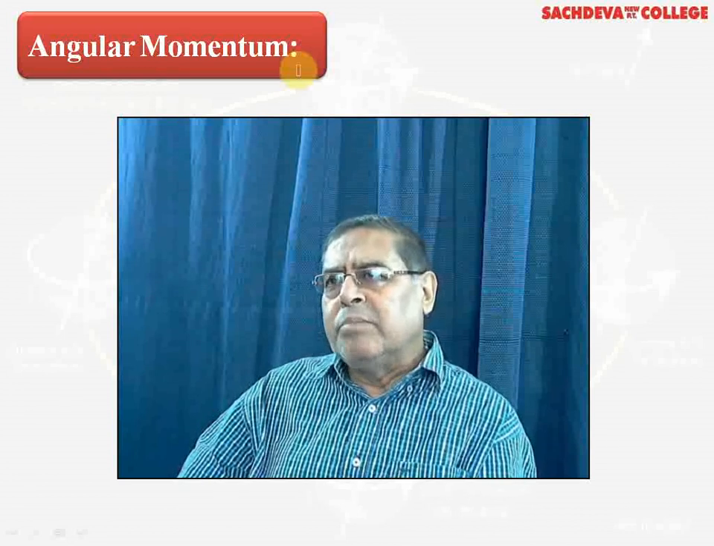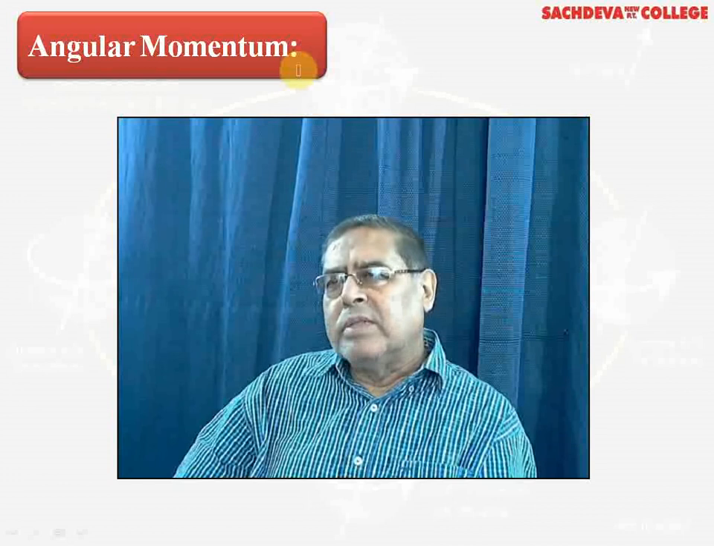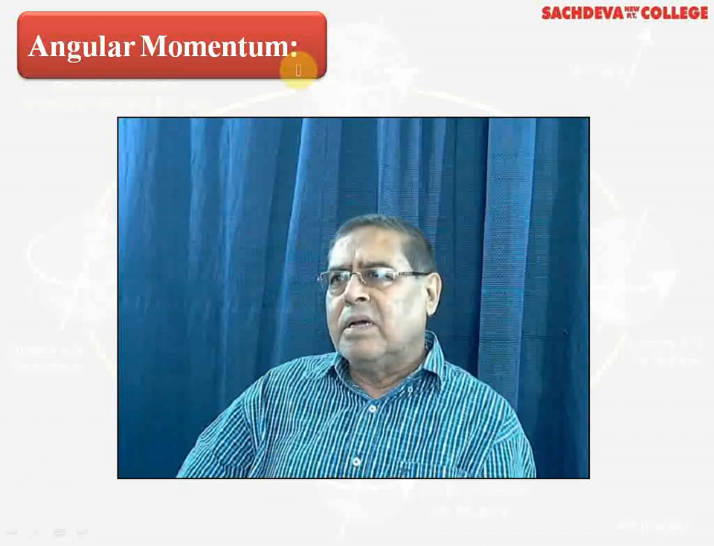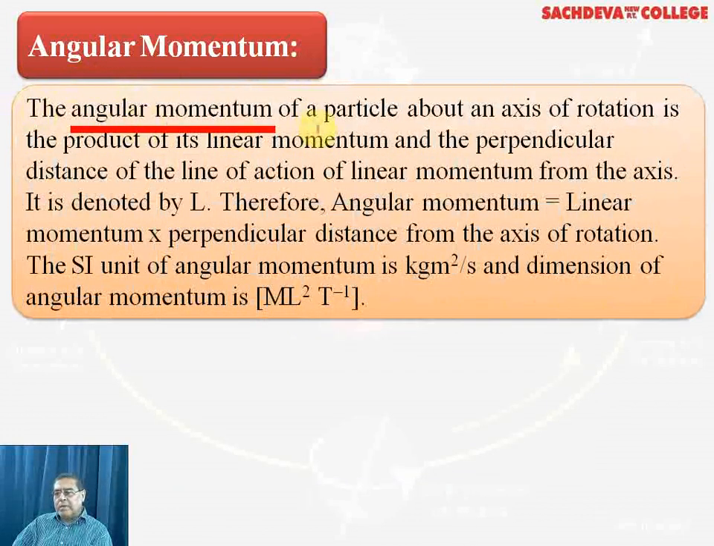Now in mvr, mv is the linear momentum and R is the radius of rotation. Linear momentum is indicated by drawing a tangent on the circular path, and R is the radius, and linear momentum and radius are inclined at 90 degrees to each other. So these are some facts about angular momentum. The angular momentum of a particle about an axis of rotation is the product of its linear momentum and the perpendicular distance. This is what I have explained earlier.